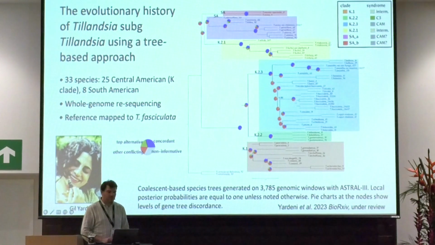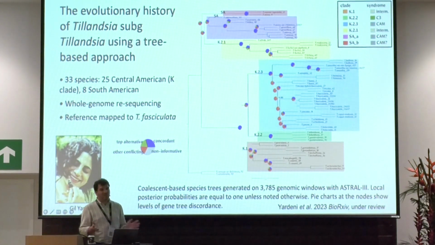So then we used Tillandsia fasciculata, one of the reference genomes, and we also produced whole genome resequencing data for 33 species of Tillandsia, subgenus Tillandsia, including some Central American and some South American. Of course, this is a very shallow sampling. We have not even 10% of the species in the subgenus, right? So keep this in mind. And this work was led by Yardeni, and it's currently available in bioRxiv and hopefully soon also from Systematic Biology.